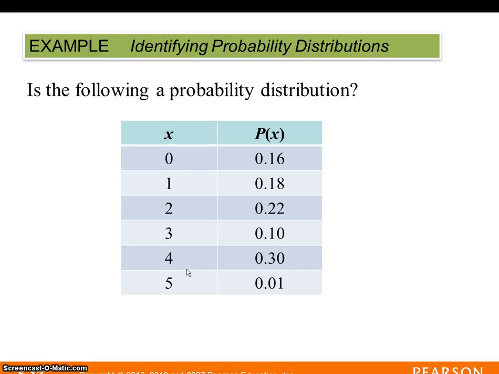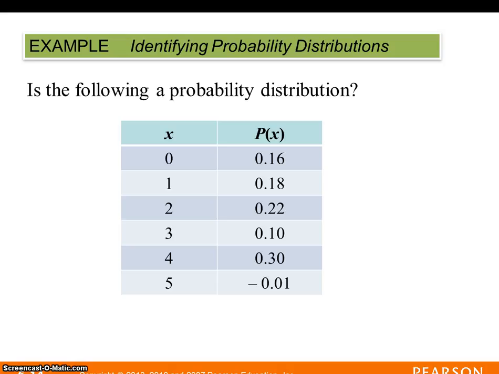So the question is, is the following a probability distribution? Well, certainly all the probabilities are between 0 and 1. So the question is, if you add up the probabilities, do you get 1? Well, you don't in this case. If you add up all the numbers, you get 0.97 or 97%. It doesn't add up to 100%, so the answer to that is no.